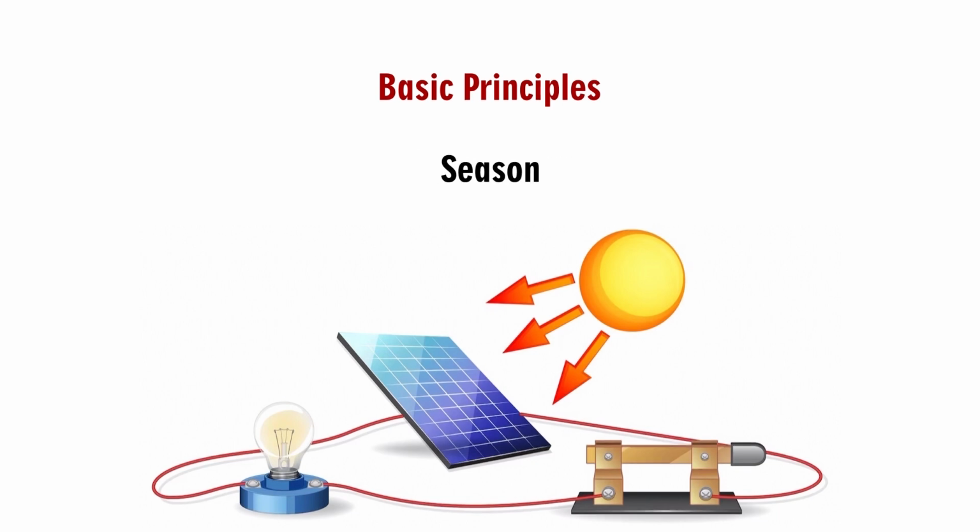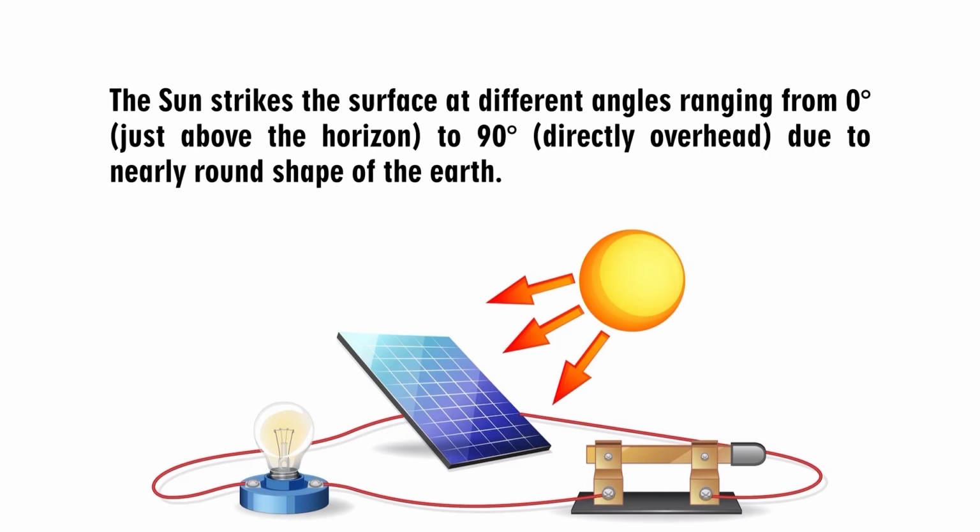The third one is the season, then the local landscape, and it will also depend on the local weather condition. The sun strikes the surface at different angles, ranging from 0 degrees, which is just above the horizon, to 90 degrees, which is basically directly overhead.